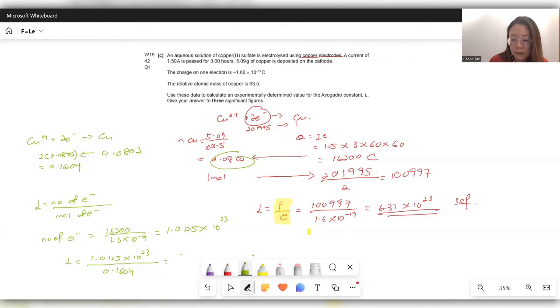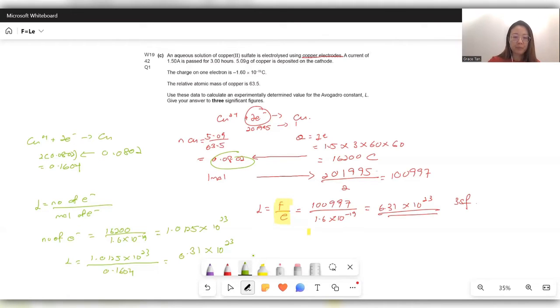There, you can calculate your number. The calculated Avogadro constant is 6.31 times 10 to the power of 23, to 3 significant figures. So both come up with the same answer. Actually, you can choose one method to work it out, but it will be good if you know both ways to calculate the experimental Avogadro constant. So I highly recommend you memorize the definition of Avogadro constant, which is F divided by E, and number of electrons divided by mole of electrons.